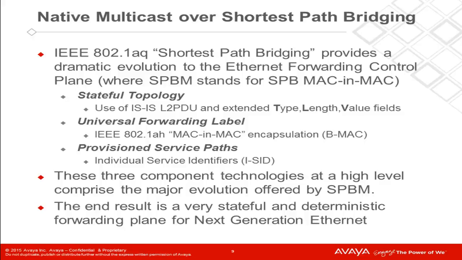Third, the fabric uses a new level of abstraction for virtualized services. These provisioned service paths are termed ISIDs, or individual service identifiers. These elements are a new method of services abstraction within the 802.1AQ standard, and as we shall see, they provide an important role in the delivery of native IP multicast on shortest path bridging.